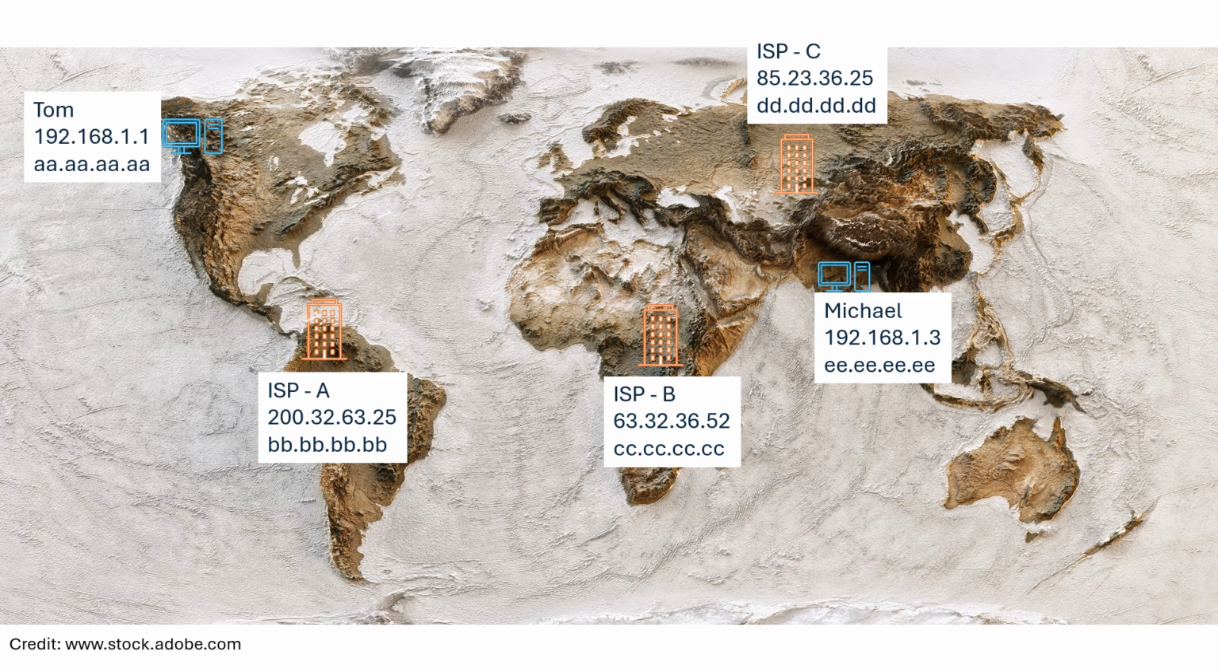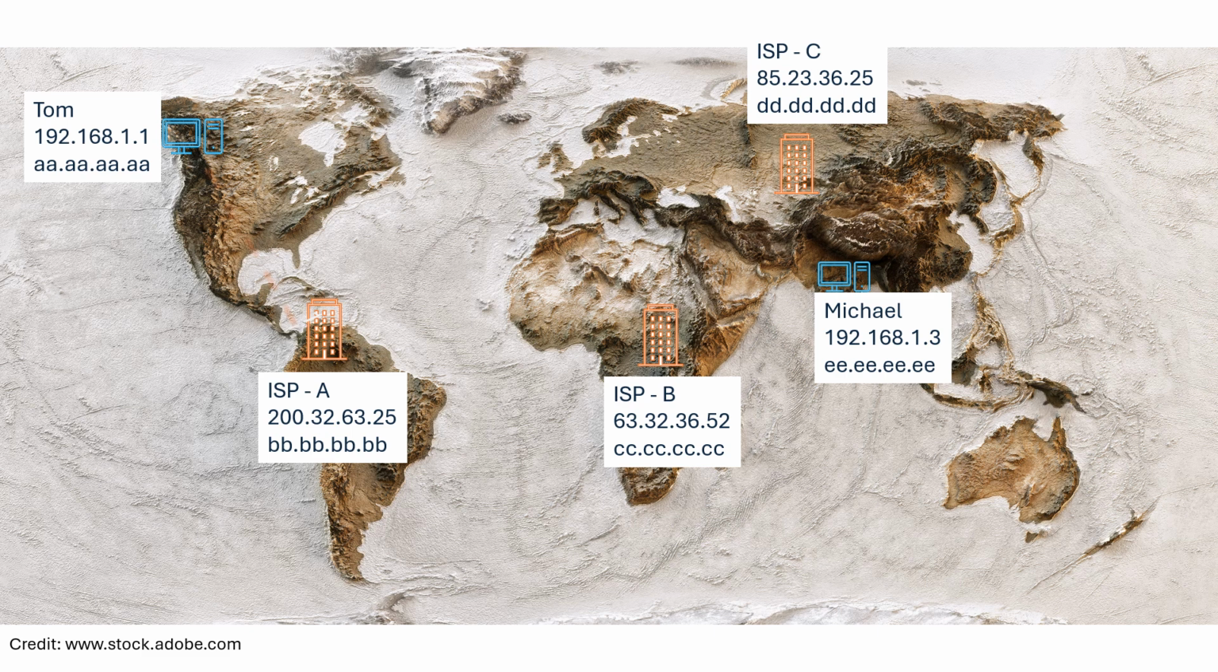The information or data is sent from Tom's computer to his ISP or internet service provider. This information will include the source IP address, which is Tom's IP 192.168.1.1, and the destination IP address, which is Michael's IP, 192.168.1.3. The source MAC address, which is Tom's computer, is aa.aa.aa.aa, and the destination MAC address will be that of the ISP, which is bb.bb.bb.bb. Your ISP is not directly connected to Michael's computer, but it knows that it needs to send the information to ISP B.